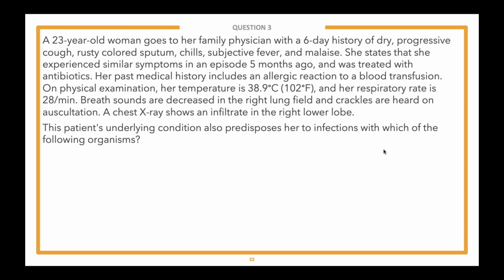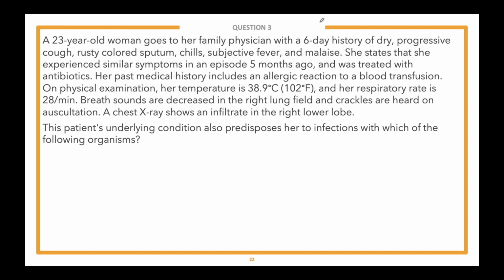On physical examination, her temperature is 38.9 degrees Celsius or 102 degrees Fahrenheit, and her respiratory rate is 28 per minute. Breath sounds are decreased in the right lung field and crackles are heard on auscultation. A chest X-ray shows an infiltrate in the right lower lobe. This patient's underlying condition also predisposes her to infections with which of the following organisms? I want all of you to start thinking once again about the important clues in this vignette and the lead-in as I hand it off to Boris.